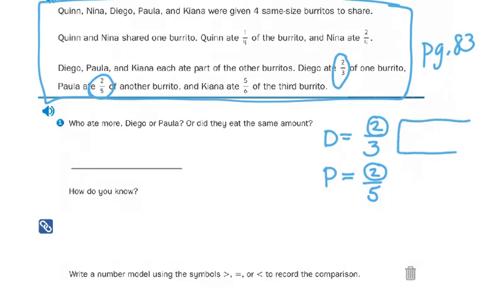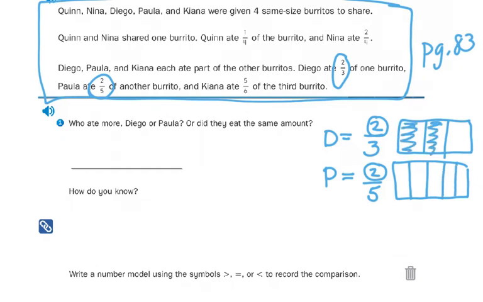And if you actually wanted to draw a little burrito, think about it. Being in thirds versus fifths, he ate 2/3 versus 2/5. If you were really hungry, you'd want that burrito only divided into thirds if you could only eat 2 pieces. So I know that Diego, go ahead, there's a line here.